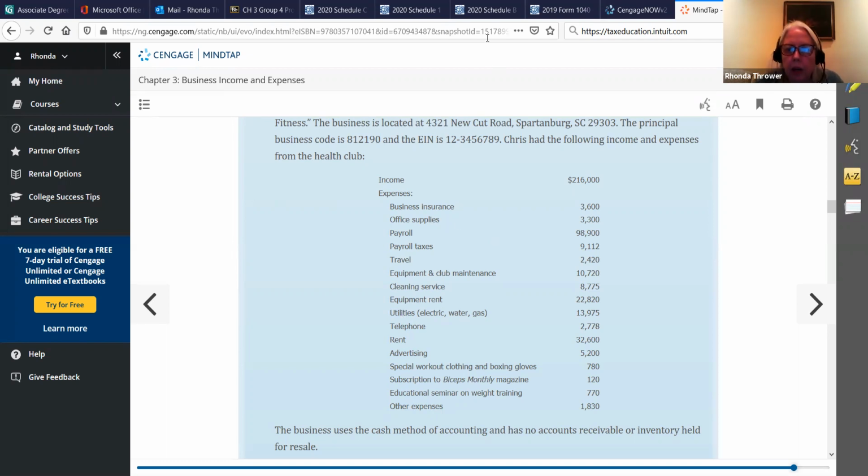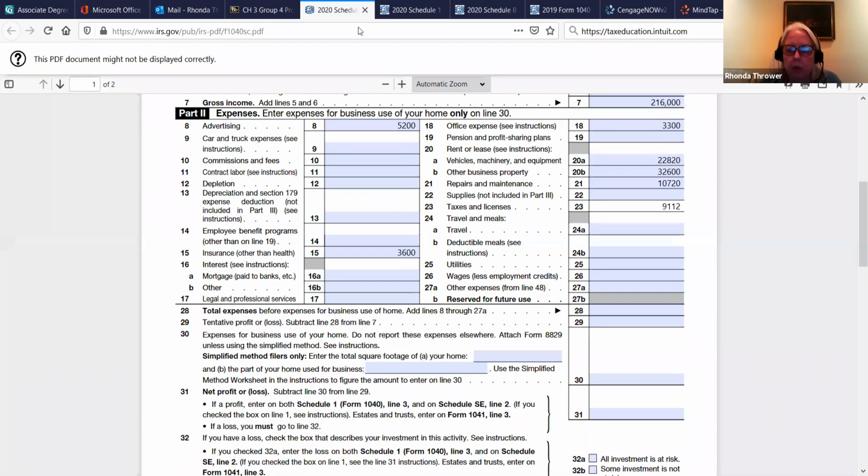So let me go back to Schedule C. And then on this next part here, 24A was 2420 for travel. 2420 was for travel. And there were no meal deductibles.